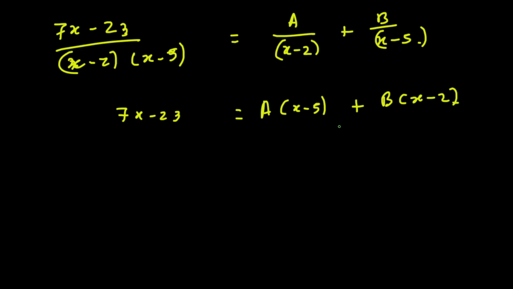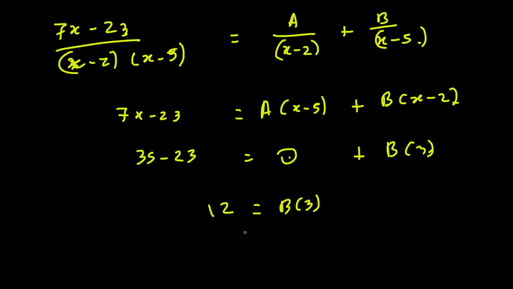Then what we do is substitute a value for x that will make one of them 0. So here I can substitute 5 or 2. Let's start with 5, then this term becomes 0. This is 5 minus 2, 3, so 3 times b equals 7 times 5, which is 35, minus 23. So this is going to be 12, so 3b equals 12, and we solve for b, which is 4.